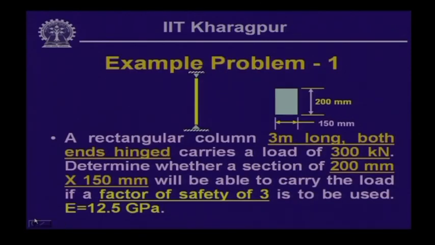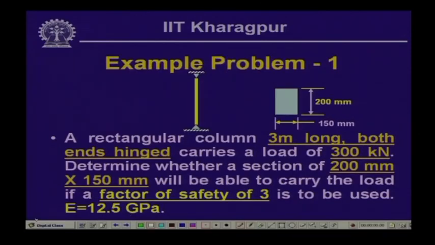Well, we have an example for you, which is a rectangular column 3 meter long, which is hinged at both ends, and carries a load of 300 kilonewton. You will have to determine whether a section of 200 millimeter into 150 millimeter, which is a rectangular one, will be able to carry this load if we introduce a factor of safety of 3, and the value of E is given as 12.5 GPa. Now, this problem is assigned to you. Look into this. We will discuss it in the next lesson.